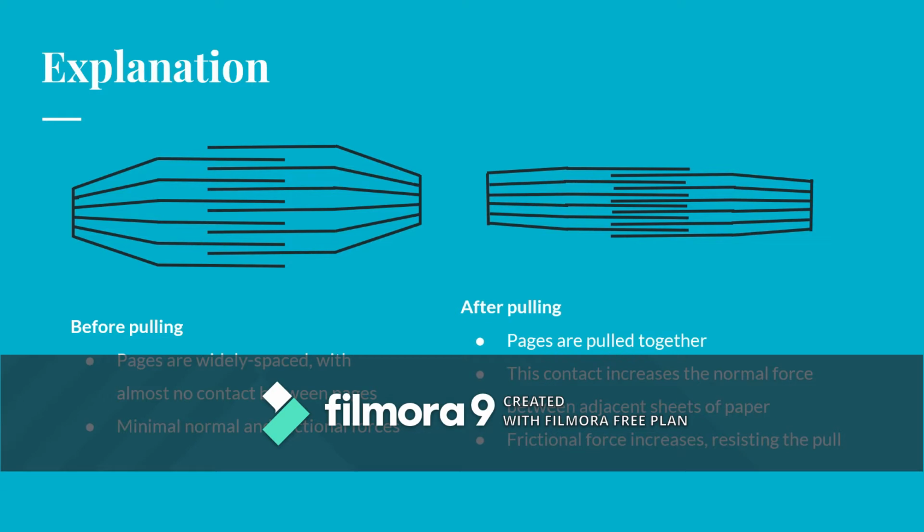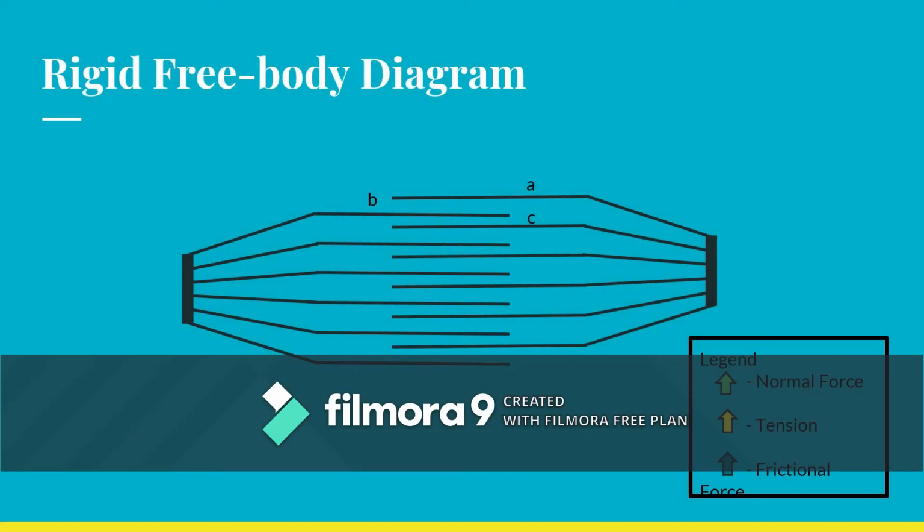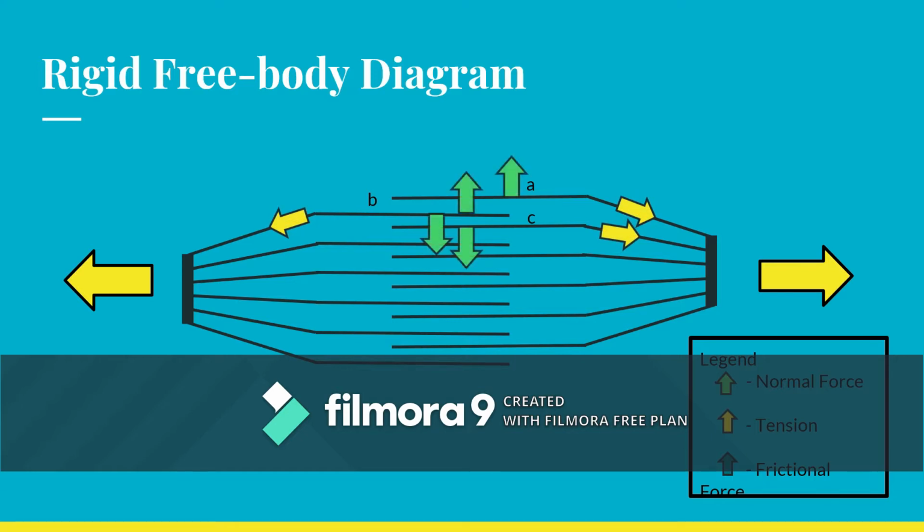However, after pulling the pages together, the normal force between adjacent sheets of paper increases, and therefore frictional force increases as well. This is a step-by-step explanation of the process, using a free body diagram. When the books are pulled, tension force in the rope increases. As the pages come closer together, normal force increases, causing frictional force to increase massively and resist the initial pull.